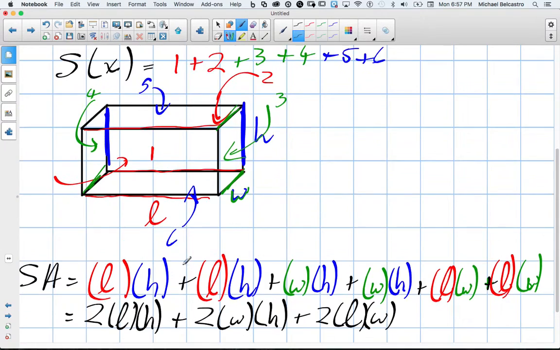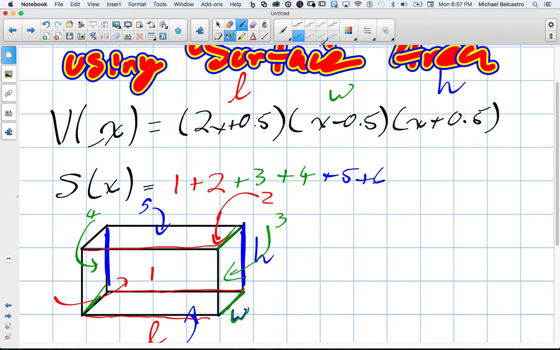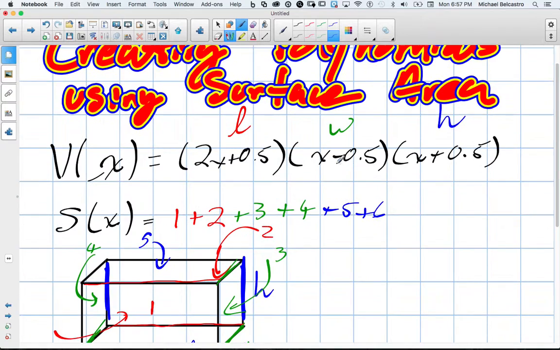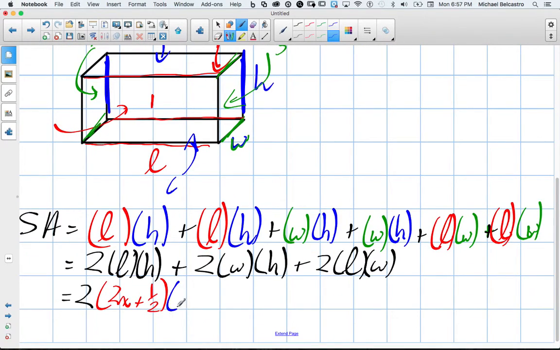Now I need to just get what my length is. My length here was 2x plus 0.5. So this will now read 2 times, so length is 2x plus a half, 0.5. And our h was x plus a half. So I've now just plugged the function values in for that part.